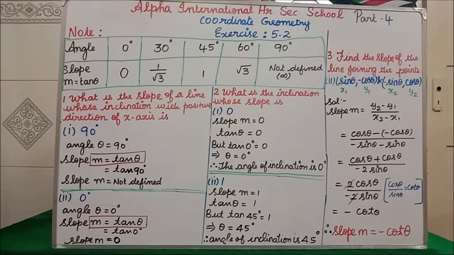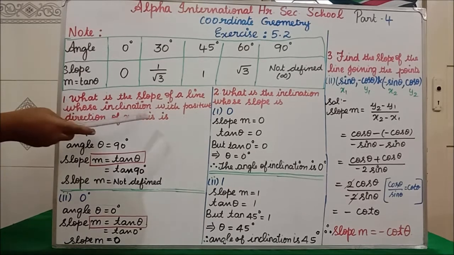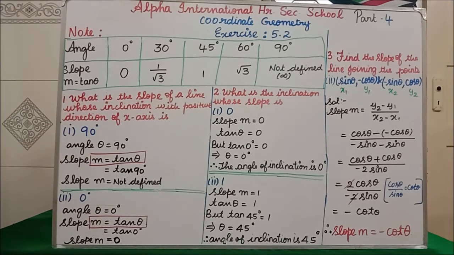They are asking to find the value of m, and what they have given is the inclination, which means angle, degree, theta. Clear? Inclination we can say as theta, otherwise we can say angle. Now the first subdivision is 90 degree, which means they have given the theta value. We have to find the slope m. Angle theta is equal to 90 degree.